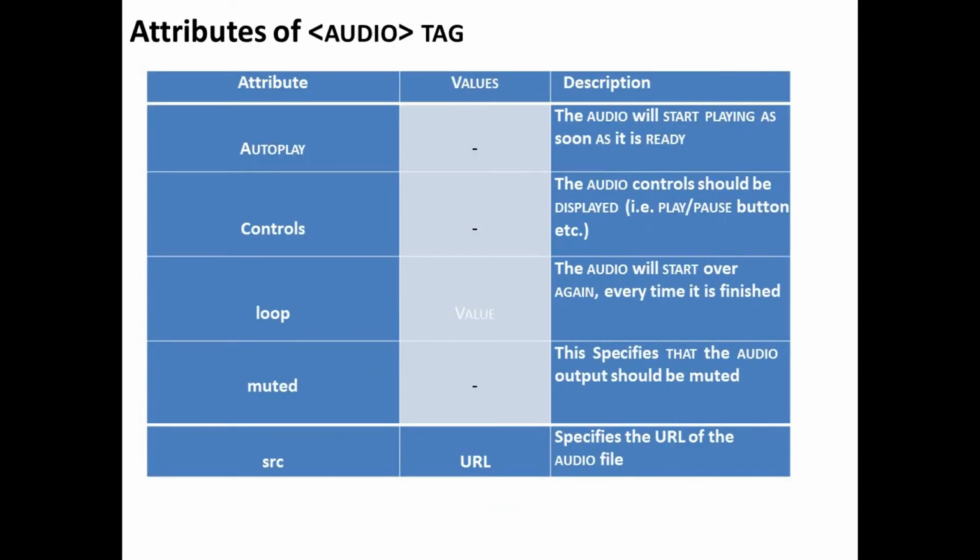This is important. In exam there are so many questions based on these attributes. So the main thing is, a tag has so many attributes, and those attributes you have to remember. The first attribute is autoplay. What will autoplay do? The audio will start playing as soon as it is ready.